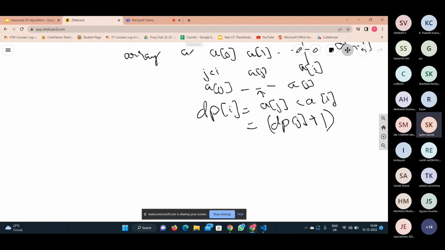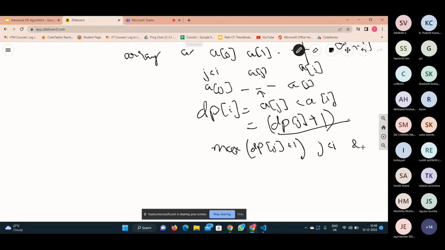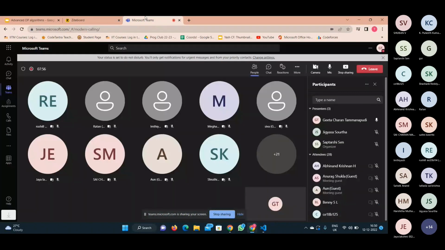So to find the maximum length of the longest increasing subsequence of all these possible subsequences, we need to find the maximum of all dp of j plus 1, such that j is less than I and A of j is less than A of I. Is the transition fine?